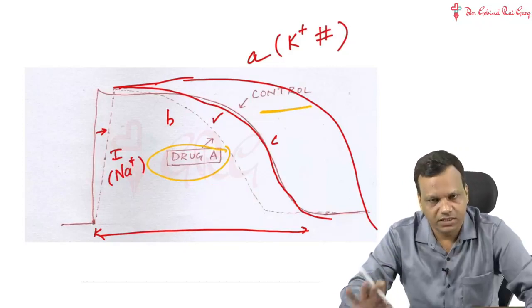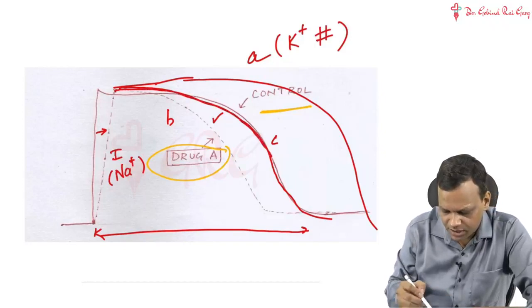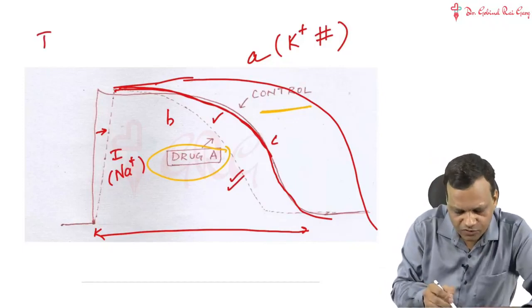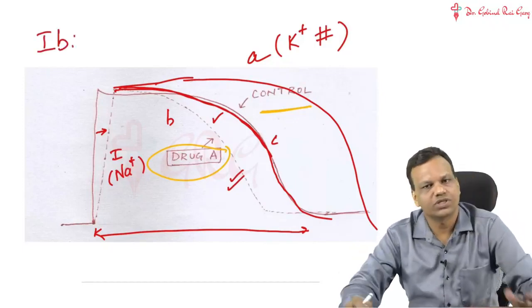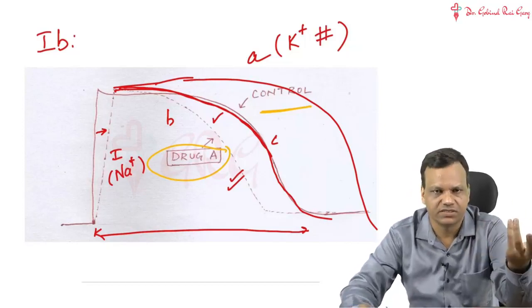So in this graph, this is the normal action potential, and the unknown drug has decreased the APD. So the drug is class 1B. So you just need to remember the names of the drugs which are in 1A, 1B and 1C.